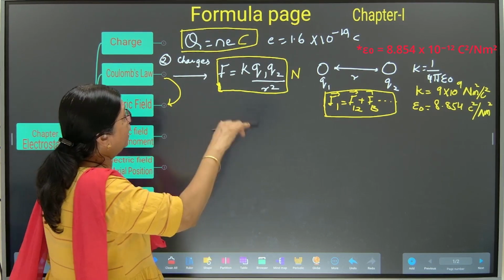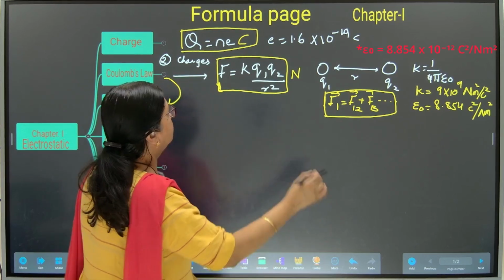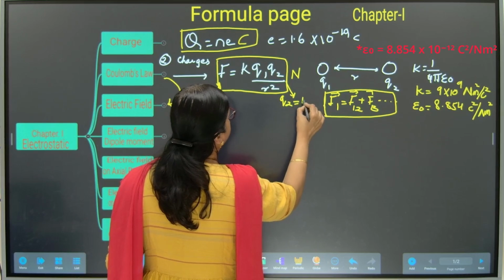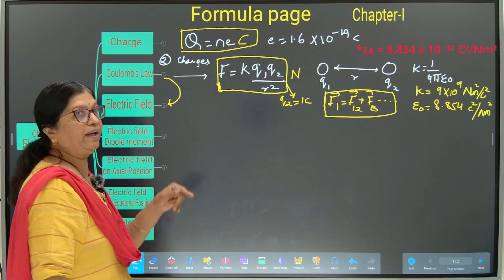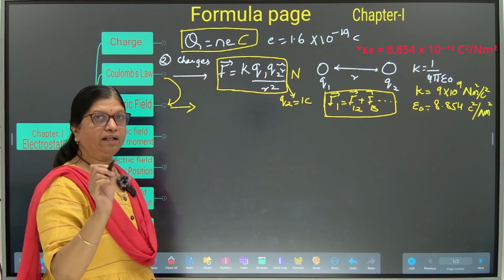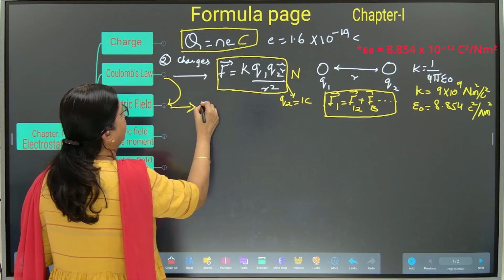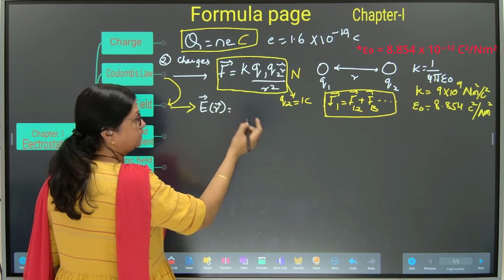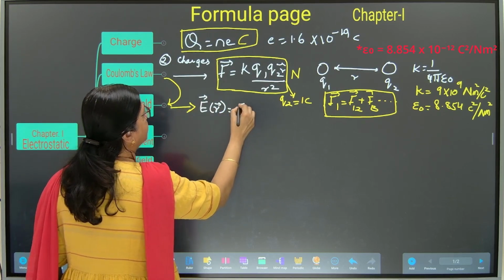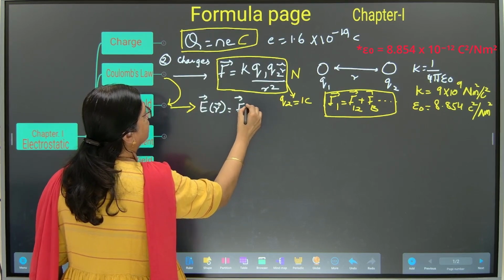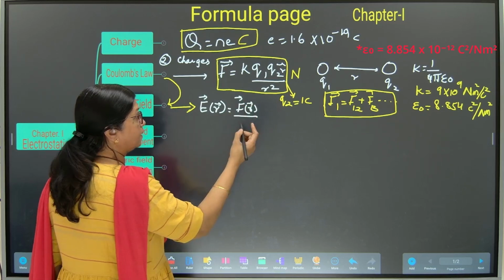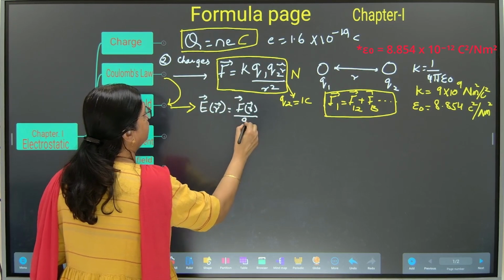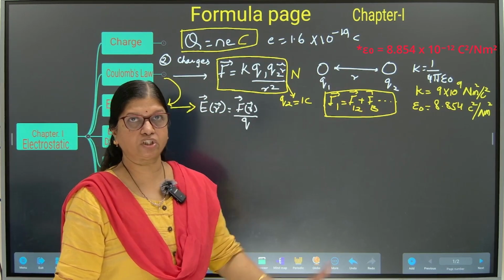Correct? So if one of the charges is 1 Coulomb, that is, if I say Q2 is equal to 1 Coulomb, then I get the electric field. So we can write the formula of the electric field with its vector notation as the force itself, but in which one of the charges is 1 Coulomb. So it is just the force per unit charge.